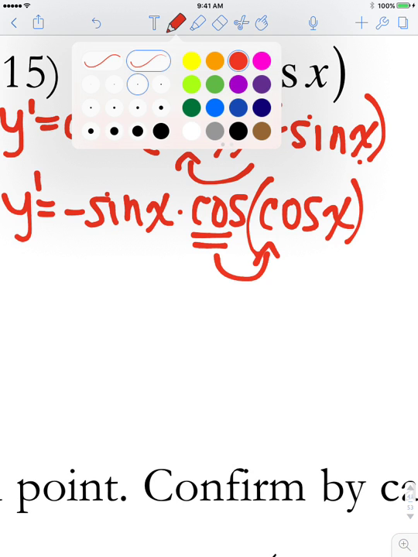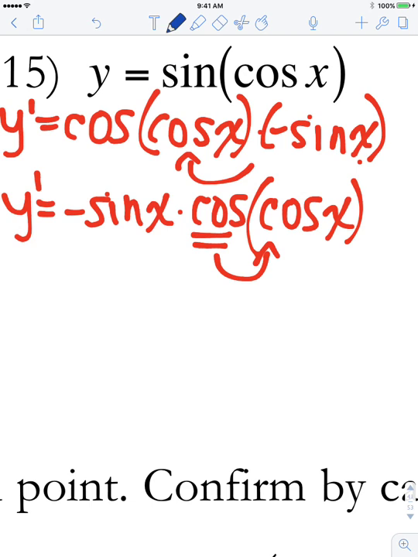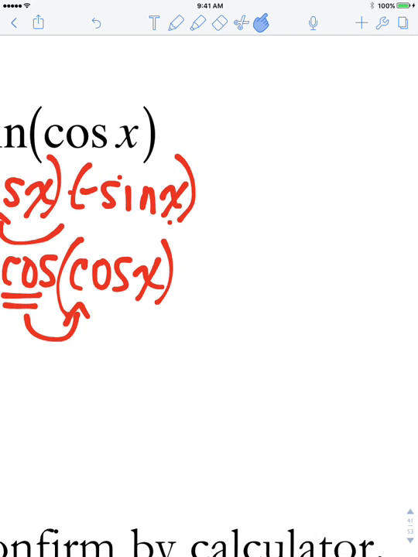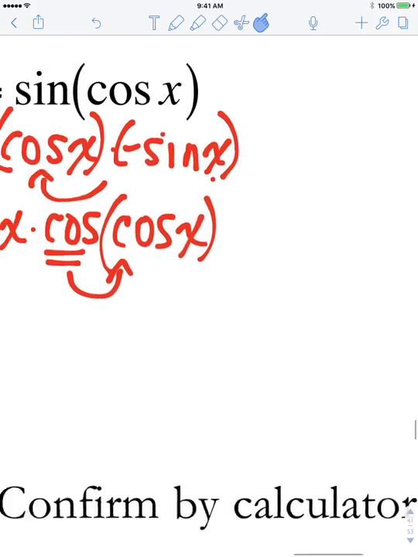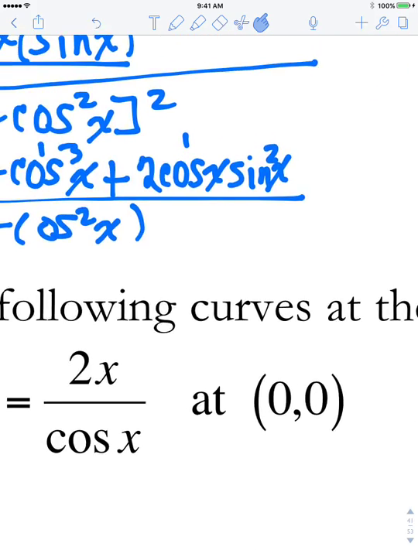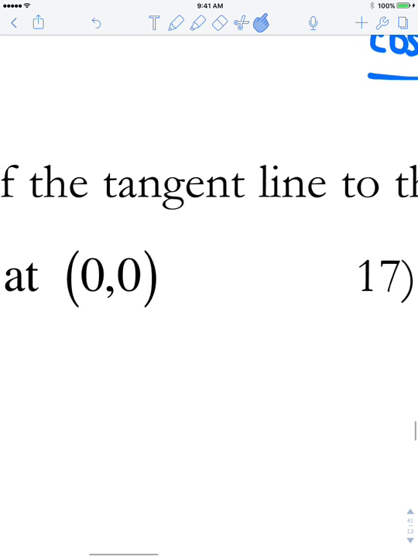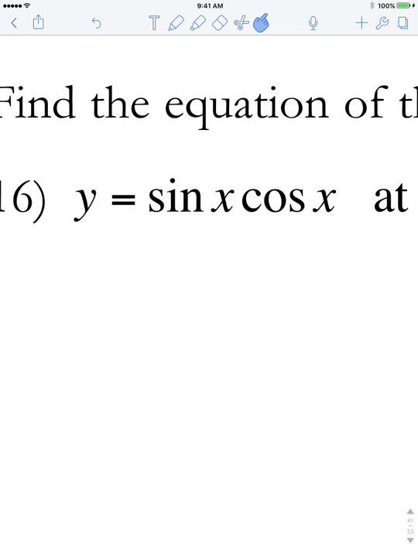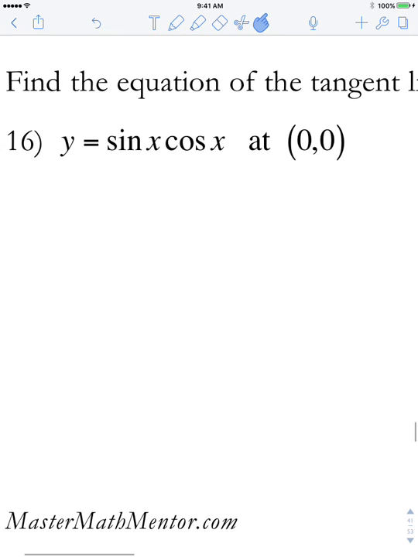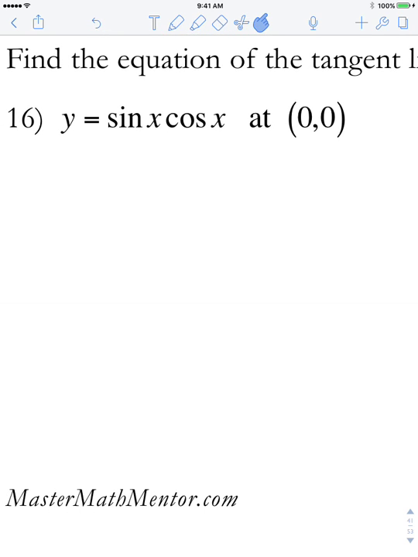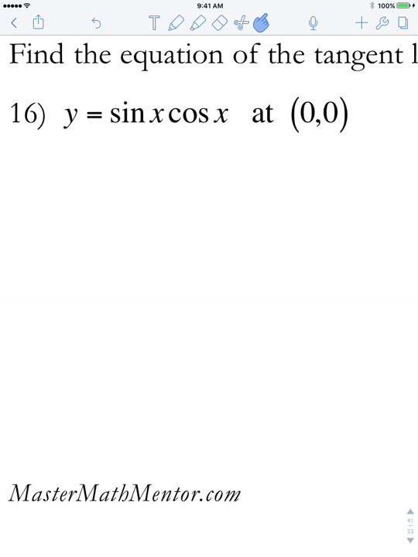Let's see if we can squeeze in one more. Number 16. Where are you, number 16? On the bottom over here. So for number 16, we are being asked to find the equation of the tangent line. And we had this on the test last week. So you're finding the derivative. That derivative is the slope. You're evaluating the slope at whatever x value you're given, and here it's 0. And then you're constructing the line from this ordered pair.